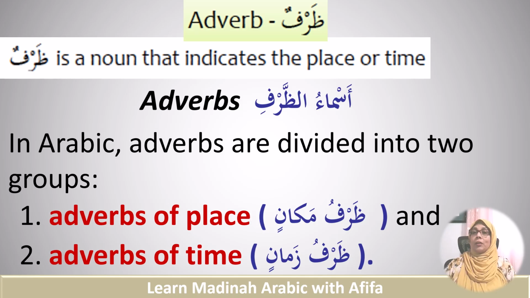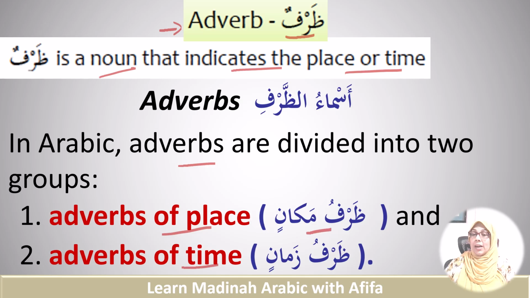A quick 1-minute review before we move on to today's lesson. Last time we introduced adverbs in Arabic called zarf. We said that adverbs are nouns that indicate the place or time. And we said adverbs are divided into two groups in Arabic. They are called adverbs of place, zarfu makan, and adverbs related to time, which is zarfu zaman.